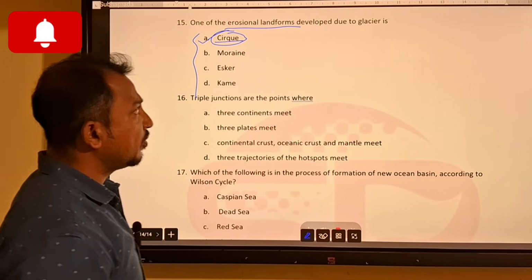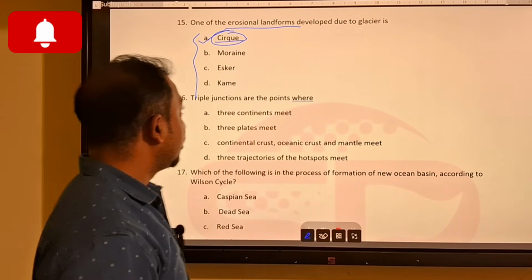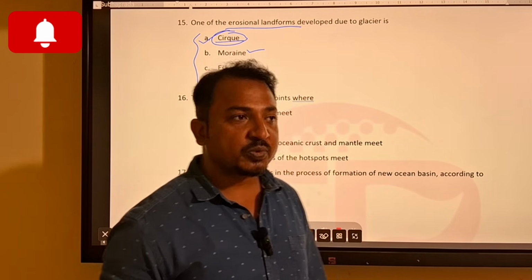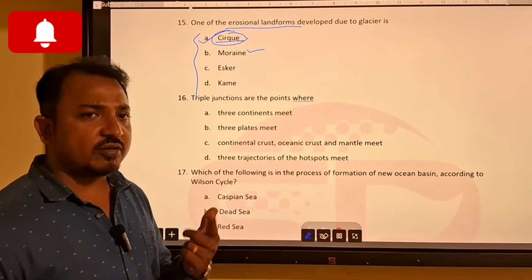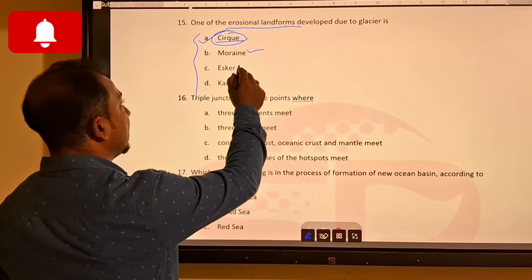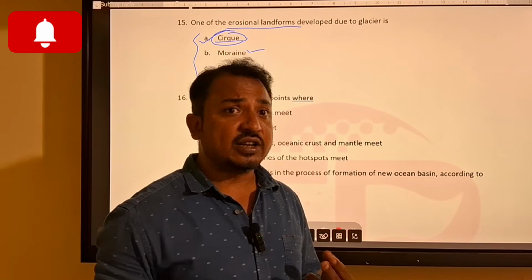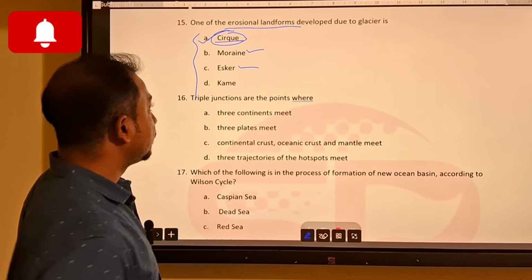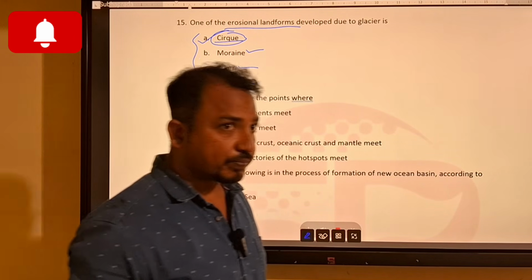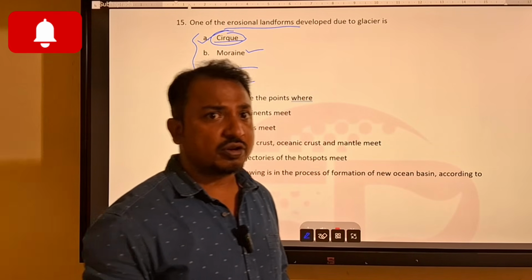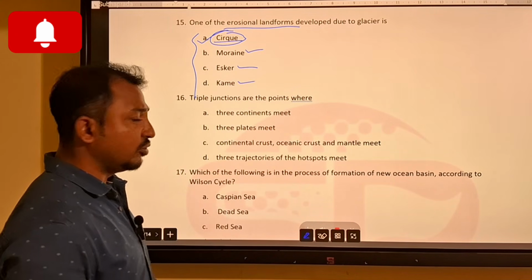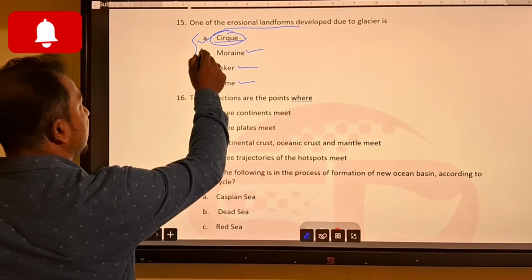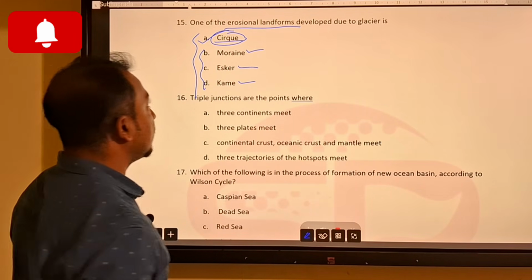Moraine, esker and kame are also produced by glacier action, but they are all depositional features. Moraine is valley glacier deposition, which is considered till, unstratified and unsorted. Then esker is a glaciofluvial deposition. It is a sinusoidal type of deposition, and the esker is stratified because it is glaciofluvial. Then kame is found in outwash plains. It is a hill-type structure, and as it is glaciofluvial, it is also stratified and sorted. So these three are depositional. This is your erosional feature. So the answer will be cirque.